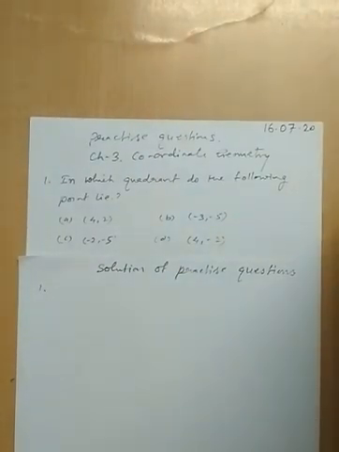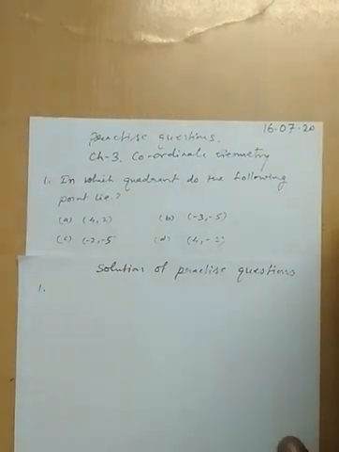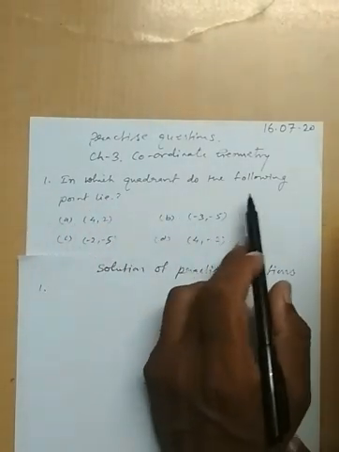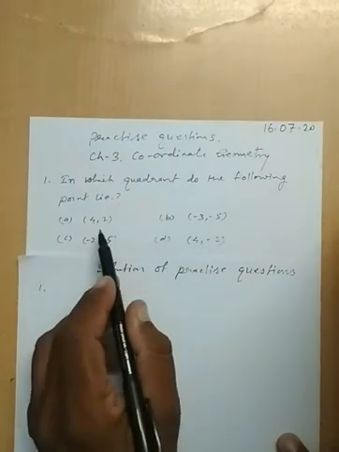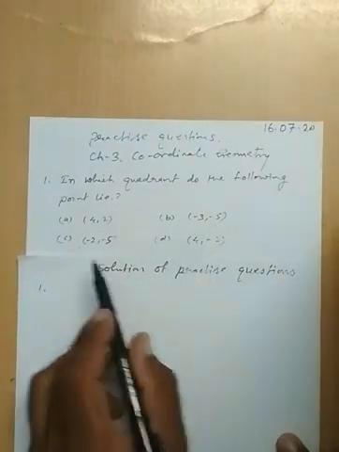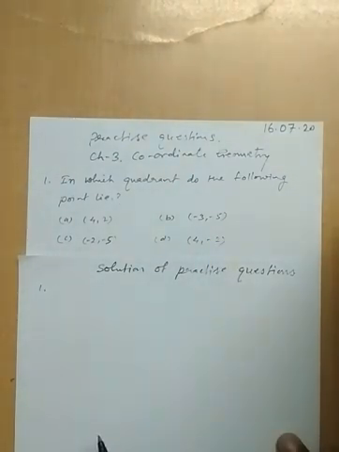Dear students, for the solutions of practice questions in chapter 3, coordinate geometry, our first question is, in which quadrant do the following points lie? Here the points are (4, 2), (-3, -5), (-2, -5) and (4, -2), and here we will check in which quadrant these points lie.